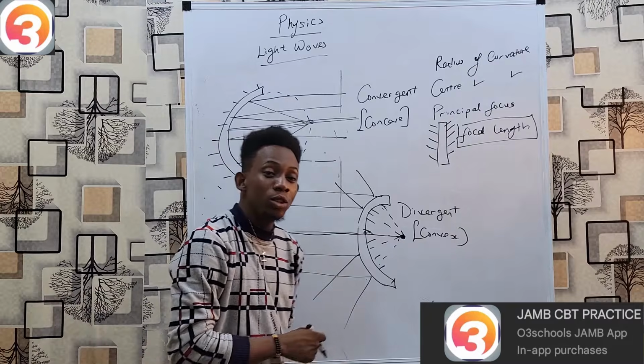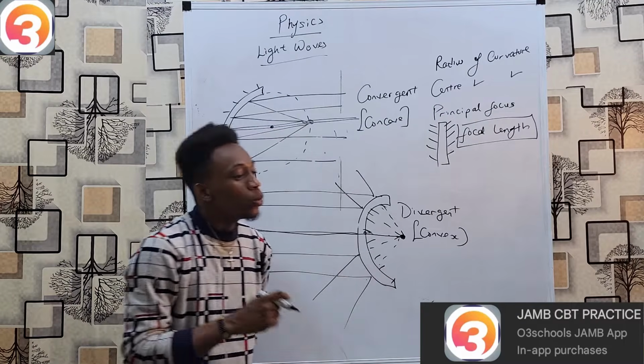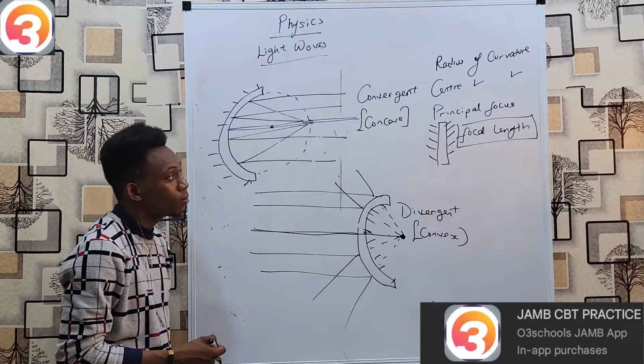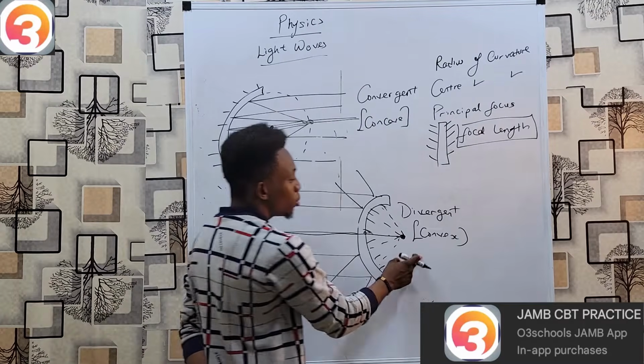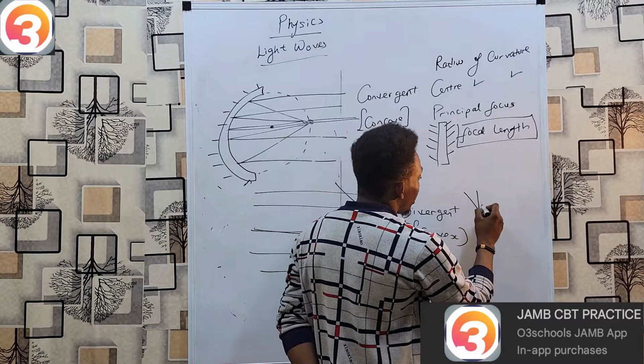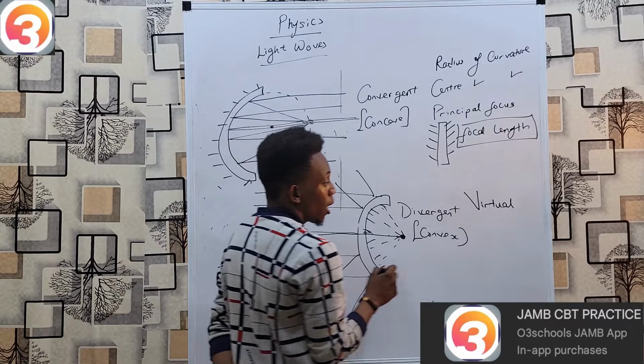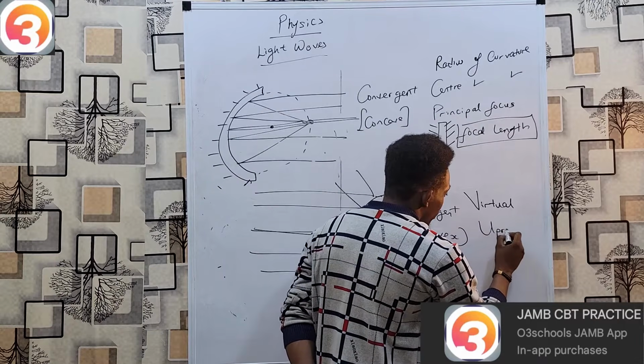So if I was to put an object in front of this mirror, depending on the position of my object will determine the type or the position of image I shall obtain. Please note, with your divergent mirror, you can always obtain virtual images. Always virtual images. And virtual images are always upright.